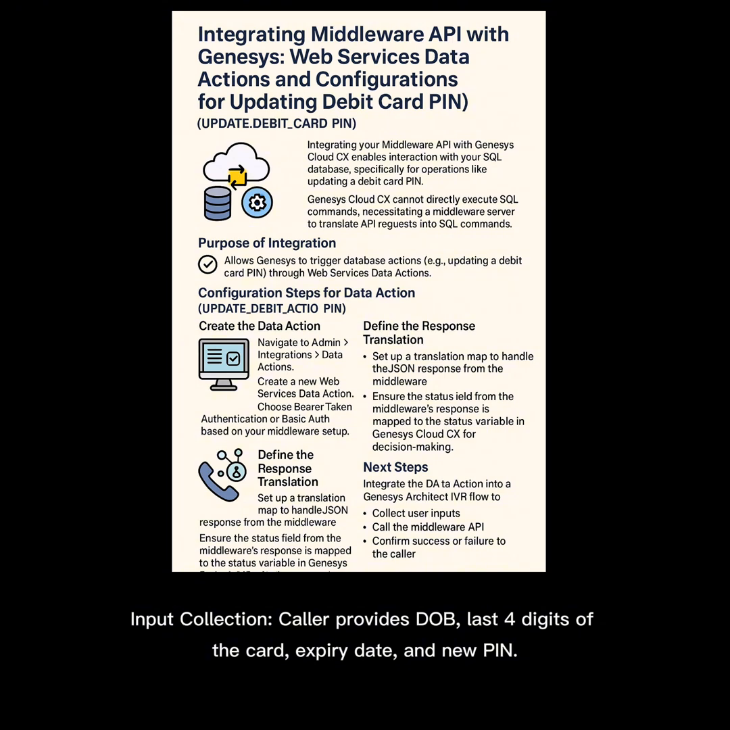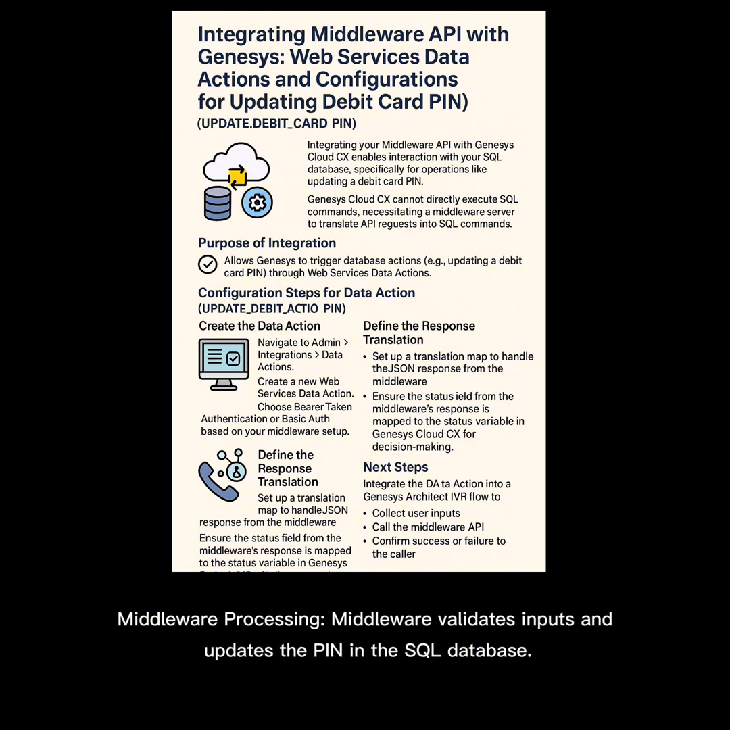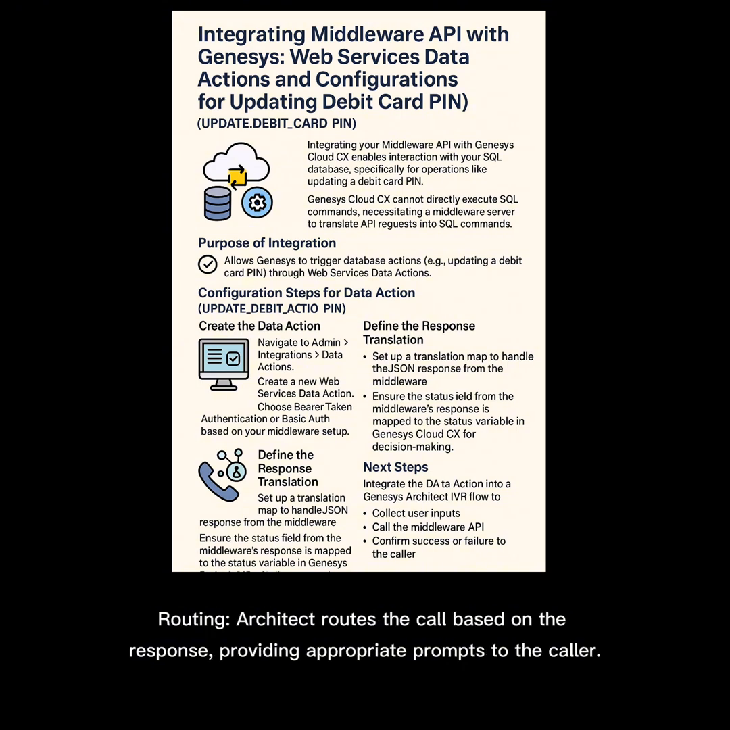Input collection: caller provides DOB, last four digits of the card, expiry date, and new PIN. Data action call: Genesys Architect collects inputs and calls the update_debit_card_PIN data action. Middleware processing: middleware validates inputs and updates the PIN in the SQL database. Response handling: middleware returns a JSON response indicating success or failure. Routing: Architect routes the call based on the response, providing appropriate prompts to the caller.